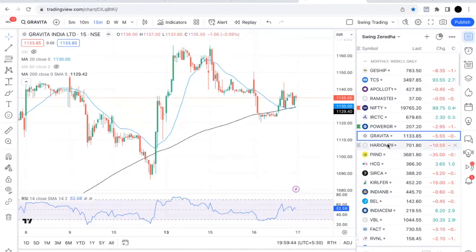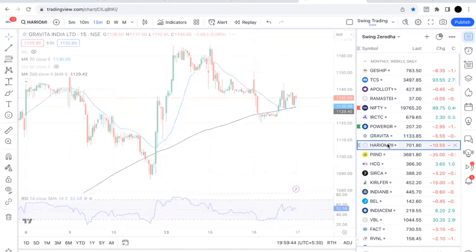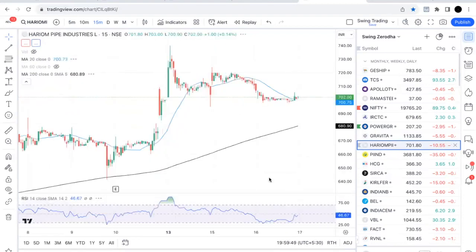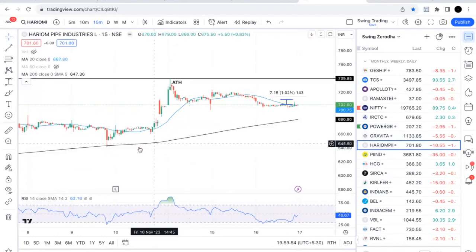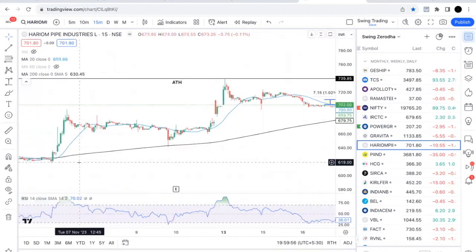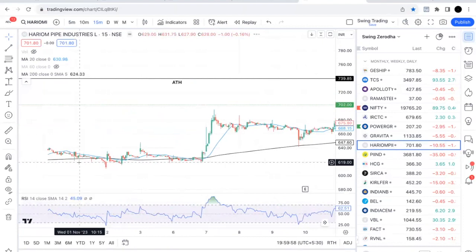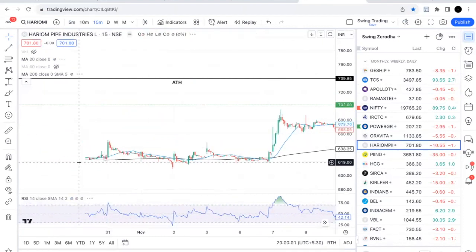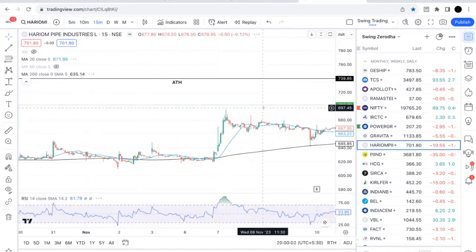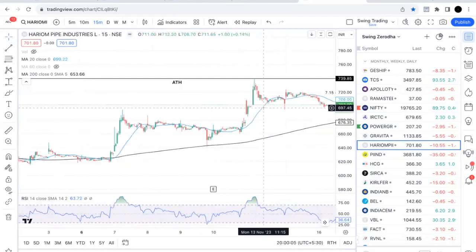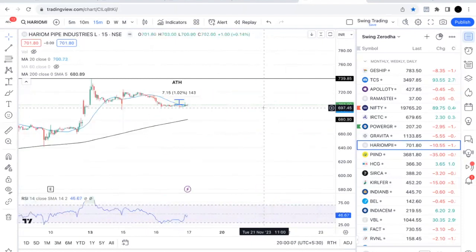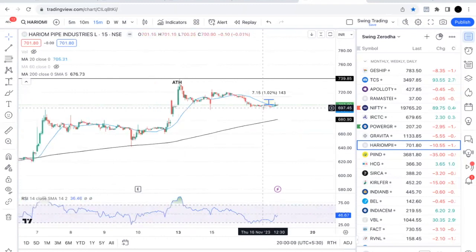Another one that I look for, and this has become my favorite for the last 2 or 3 months. I've been looking for this a lot. This is where I'm looking for the 200 below the 20. I'm sorry, the other way. The 20 below the 200. Okay, let me find a good example, and then we can move on.